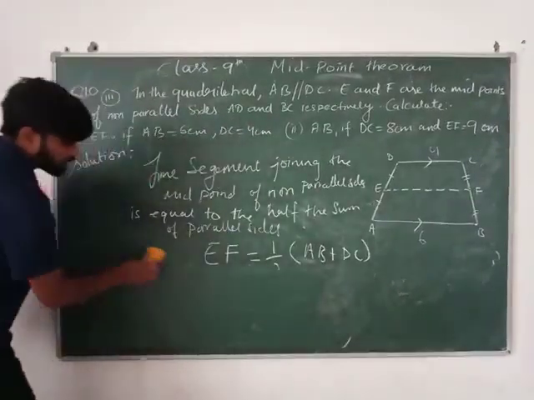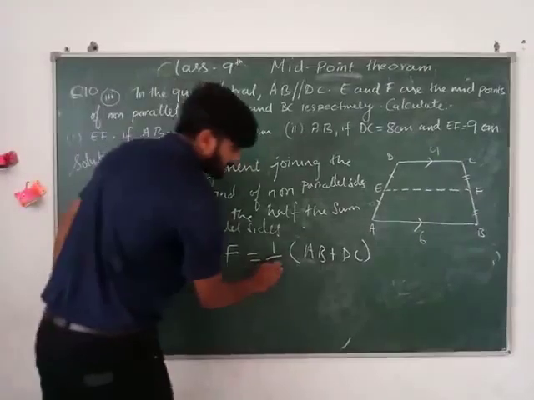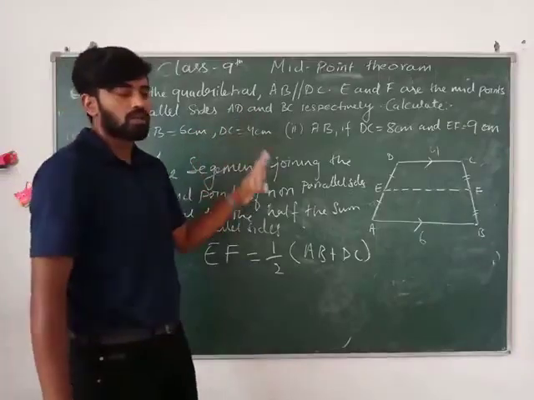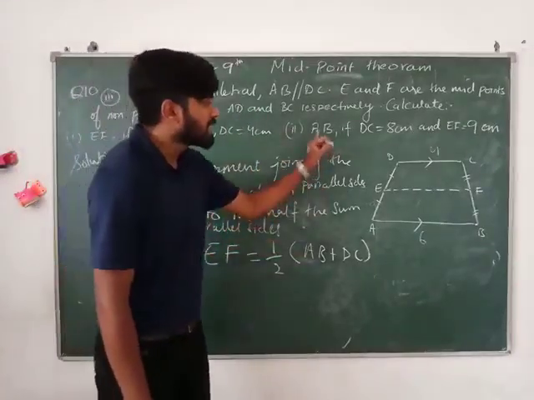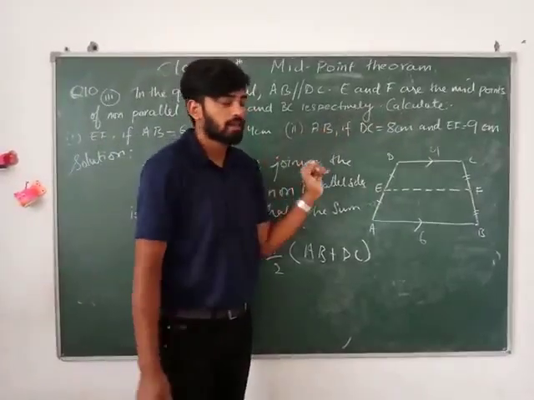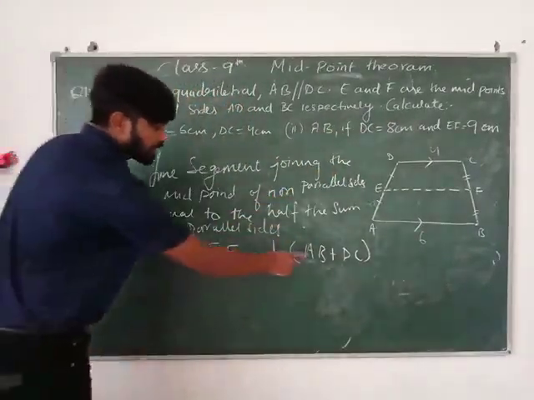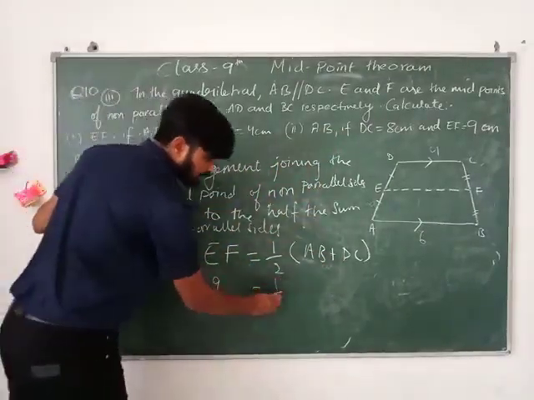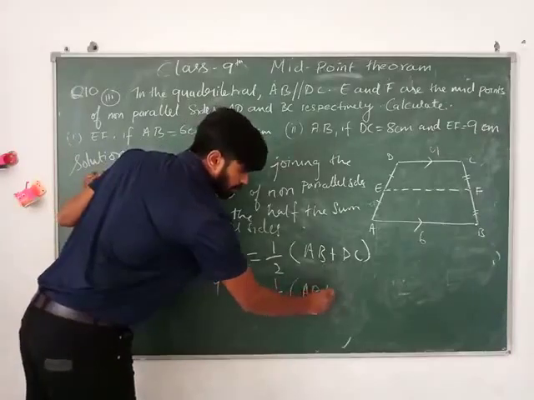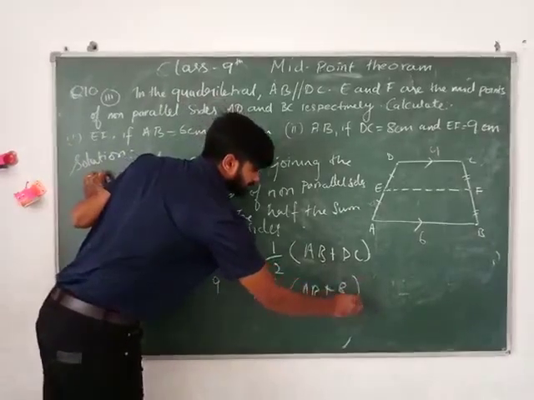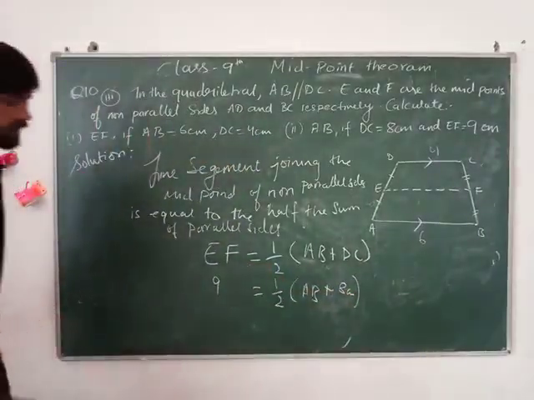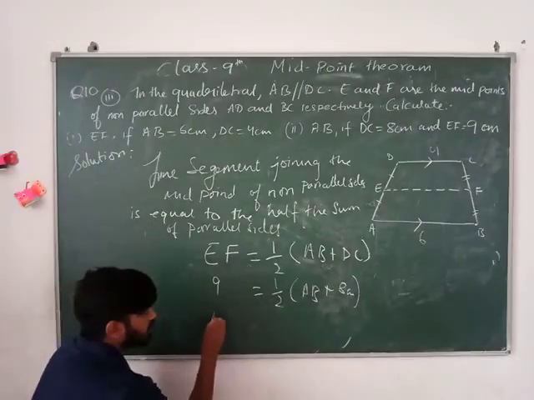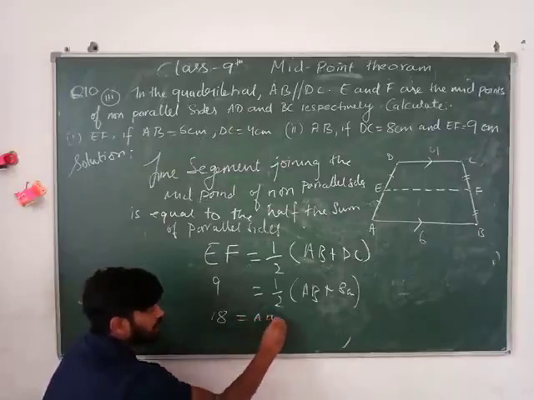Okay, now I'll also find the second part. For the second part also, I'll write the same equation, but the values given are different now. These two parts are not attached together. Okay? So the second part says I have to find AB. Calculate AB. If DC is 8 and EF is 9, then 9 equals half of AB, which I have to find, plus DC, which is 8 centimeter. So I'll shift the half over here also, and 9 into 2 becomes 18. 18 is equal to AB plus 8.